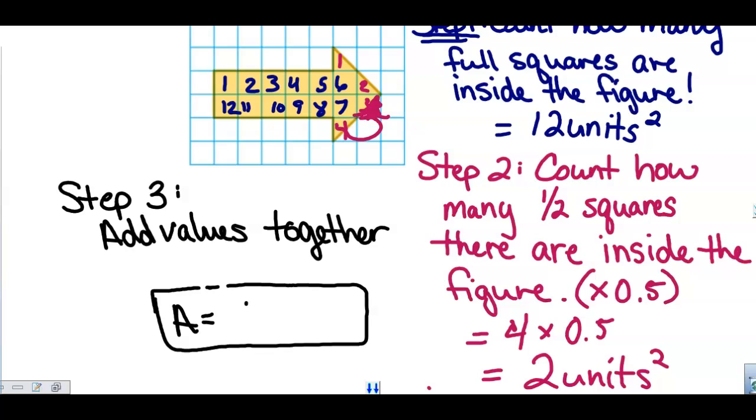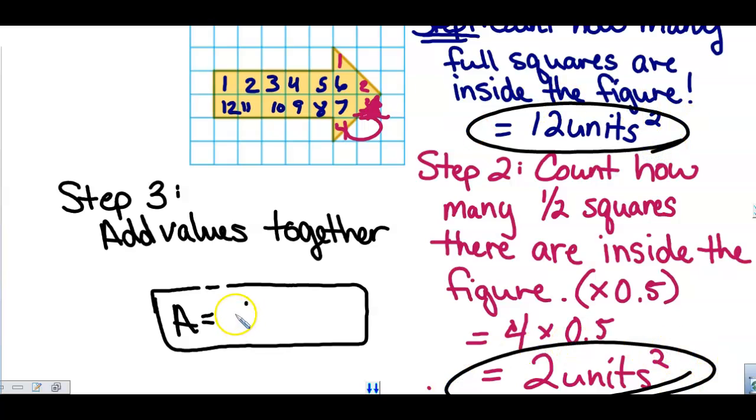Add them both together. We have 12 plus 2. That's a total of 14 square units. Area is a squared dimension. Okay, it's 2-dimensional.